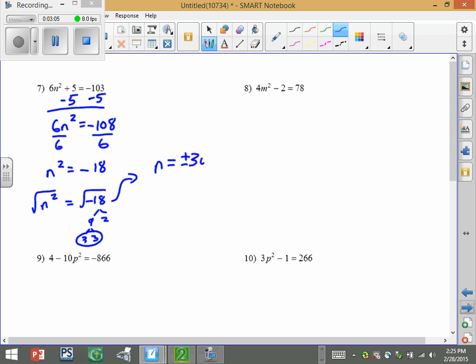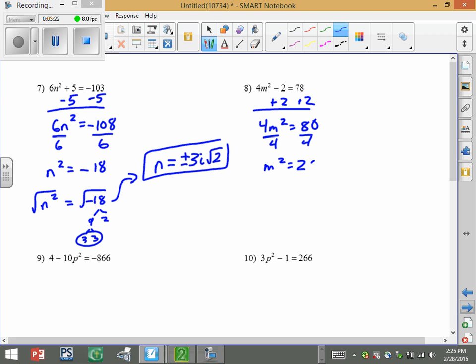There's a negative under the square root, so we have i, and then there's a 2 left underneath. Here, let's add 2 to both sides. So 4m squared equals 80. Divide both sides by 4, and 80 divided by 4 is 20. So m squared equals 20.